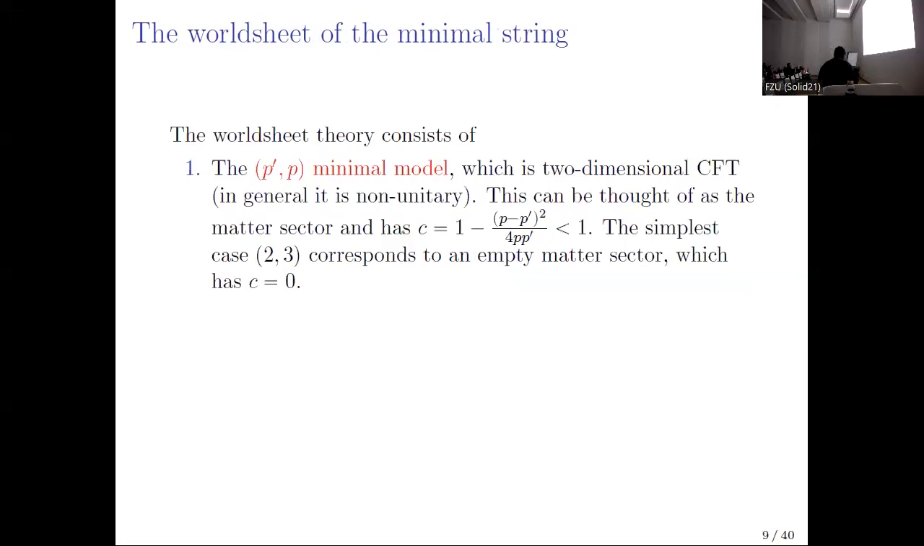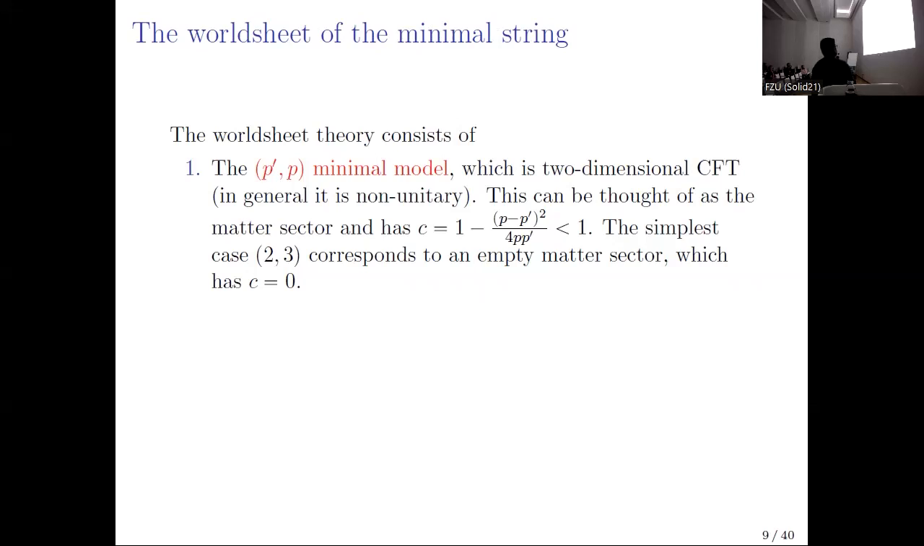Okay, so here's the worldsheet theory. Now I have told you a bit of background, but now let's get to the exact theory that we're going to work with. The matter sector is going to consist of a minimal model. It's a two-dimensional CFT labeled by two co-prime integers, P prime and P. And in general, it's a non-unitary CFT with a finite number of Virasoro primaries.